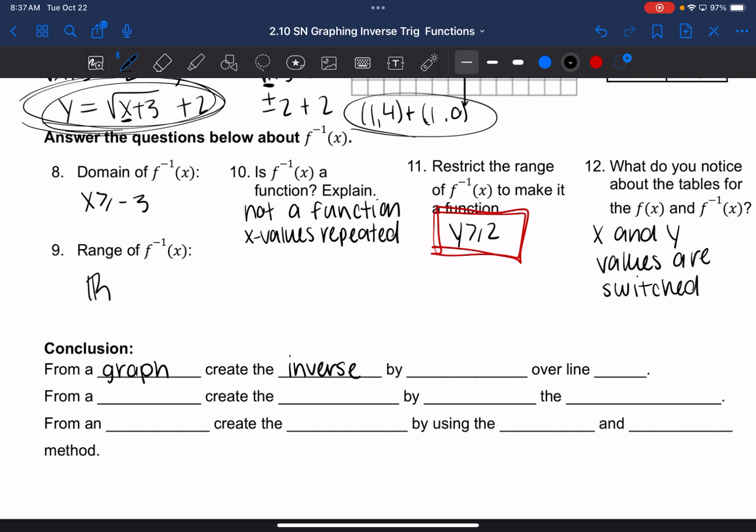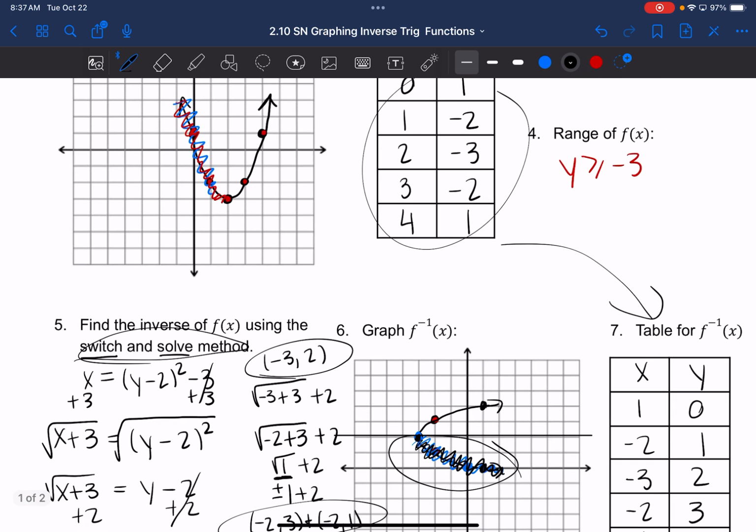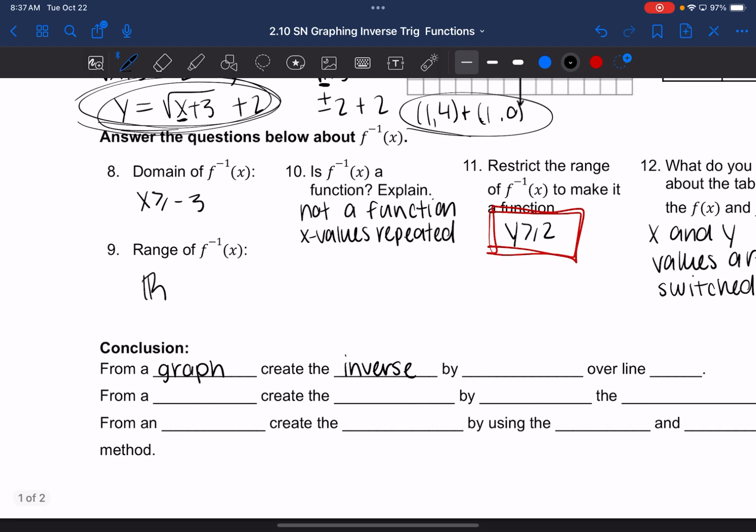What did you guys tell me a second ago? We said to get from this picture to this picture, I didn't just flip it across the x. I didn't just flip it across the y. It looks like we flipped it across both. So we said over the line y equals x. So by reflecting over the line y equals x, which basically means switch your x's and your y's. Okay?